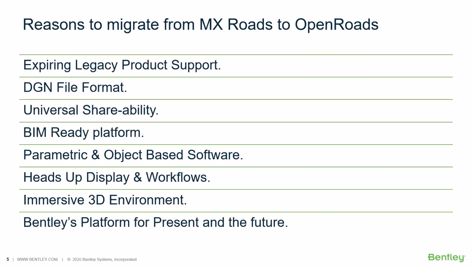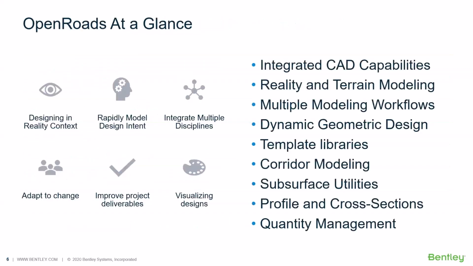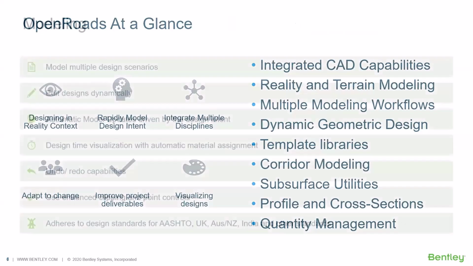Apart from this, we have an excellent 3D environment in OpenRoads. And finally, it is parametric and object-based software. Parametric designing is one of the best things we have in any product, and it is based on top of MicroStation Connect Edition. Next we have OpenRoads at a glance. Let's see what the different things are. These are a few key terms, and I will explain them as we go on to the product.